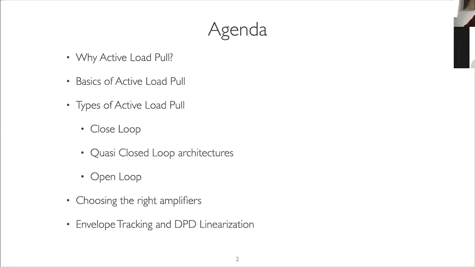So we'll look at that, and then we'll go into just the basics, the architectures, closed loop, open loop, things like that. Kind of guide you in choosing the right amplifiers and the right components for a setup like this. Then we'll tackle some more advanced topics in form of envelope tracking and DPD and work that's been done with a partner of ours in the UK.